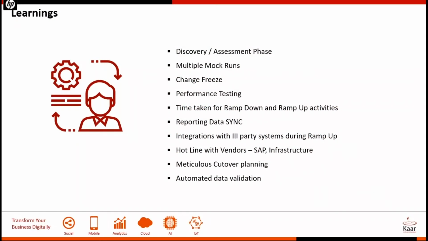But then what are the key learnings that we have had in our last couple of conversion customers that we would like to bring to the table to discuss, that would help other customers to do this in a less cumbersome way? The first one, I cannot stress enough, is the discovery or the assessment phase.